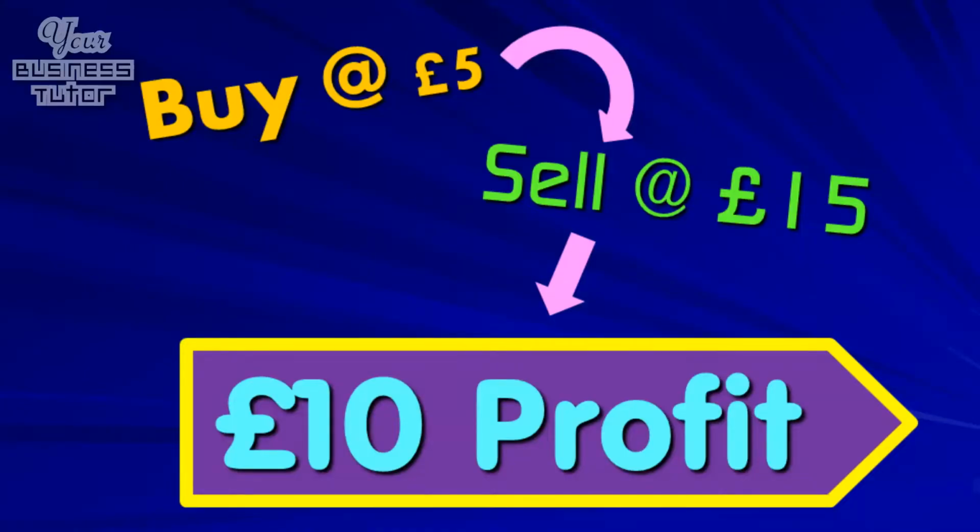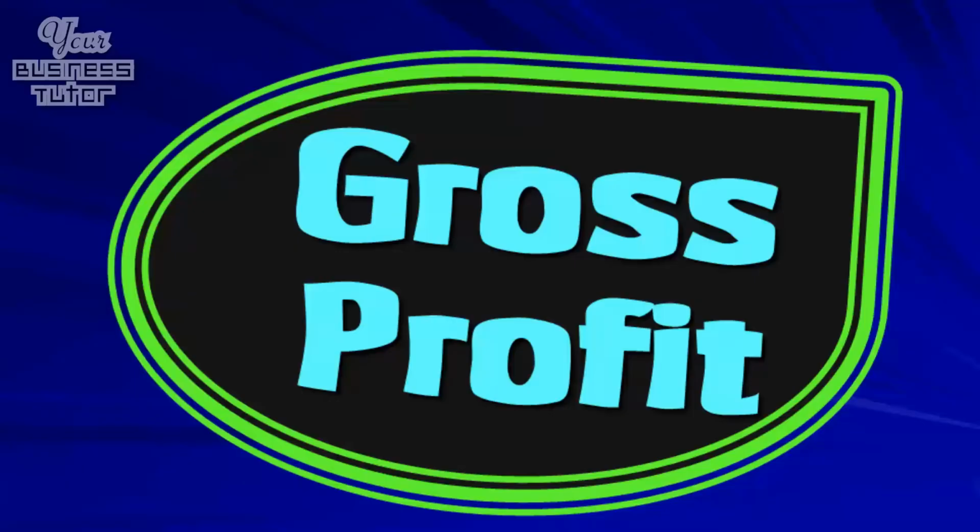For example, if a business buys an item of inventory for £5 and then goes on to sell that item for £15, it will have made a profit of £10. In fact, this profit made from buying and selling inventory has a specific name and is referred to as gross profit.